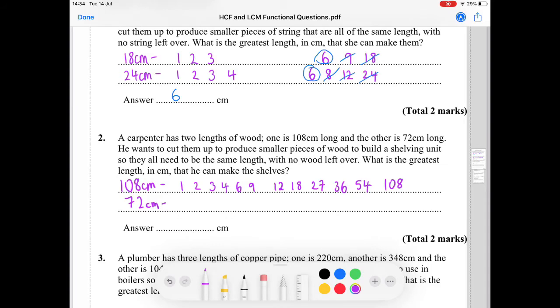Now our factors of 72. Okay, we are going to have 1 and 72. Nice, easy one to start with. We're going to have 2 times 36.